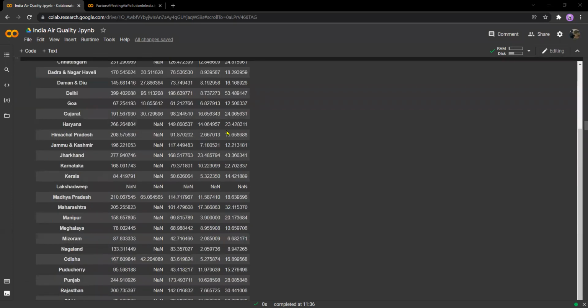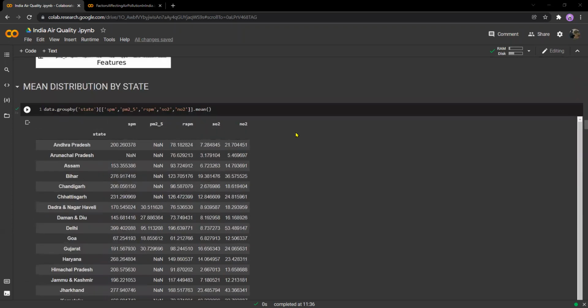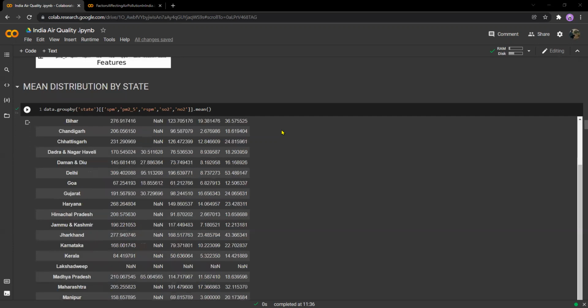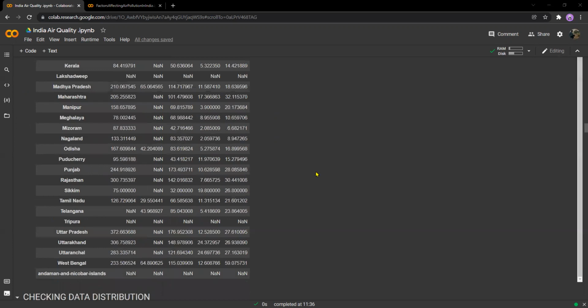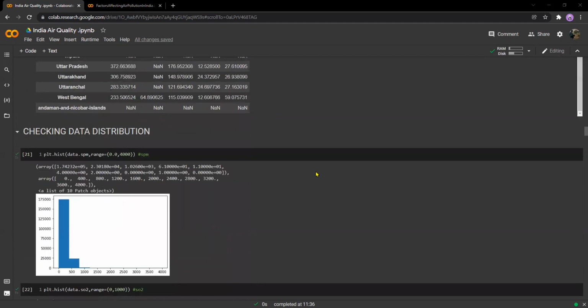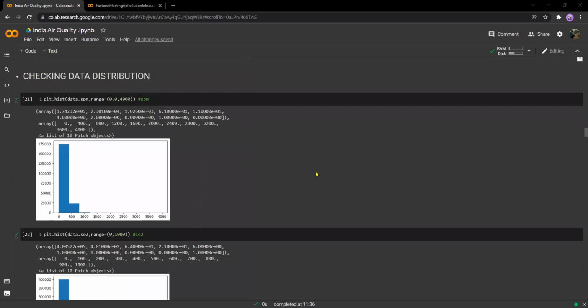Now we are going to do the main thing in the statistical analysis, that is the mean distribution according to the state. We grouped them by SPM, SO2, NO2, RSPM, all the values provided in the data set, and we are going to find the mean of these. So we completed the main source that affects air pollution currently in this scenario.